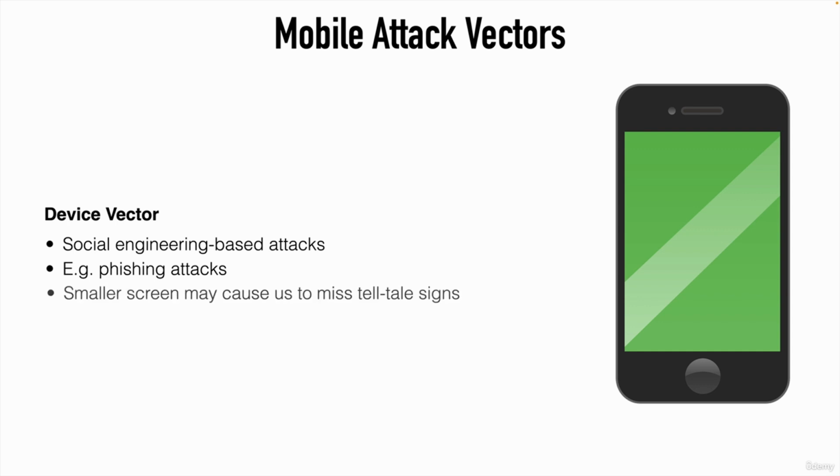This is especially more likely to be successful for a couple of reasons. Number one, we have a smaller screen visible usually that may cause us to miss the important hallmarks of a malicious website in a mobile browser. Also, we may be expecting a mobile version of a website that looks different from the desktop version that we're familiar with, and that can lower our defenses.